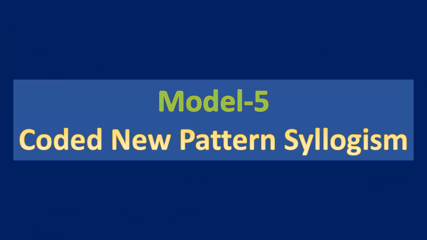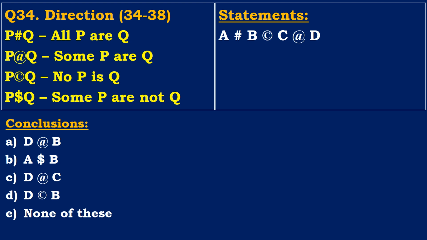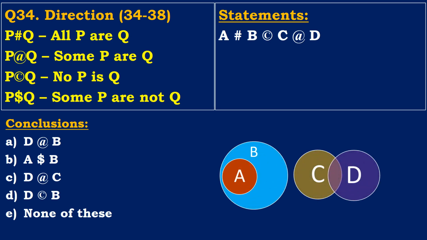Model 5. Coded new pattern syllogism. Direction 34 to 38. P # Q means all P are Q. P @ Q means some P are Q. P © Q means no P is Q. P $ Q means some P are not Q. Challenge 34. A # B © C @ D. Conclusions. D @ B, A $ B, D @ C, D © B, none of these. D @ C. This conclusion can be logically deduced from the given statements, as there is a direct relationship between C and D or D and C. Therefore, D @ C follows the given statements.